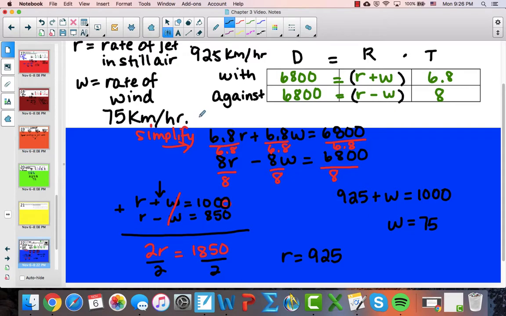All right, guys, that was a lot today. Great job. Again, these D equals R times T questions don't have to be hard, but think about making yourself a chart every time you're working with distance problems to make them easier.